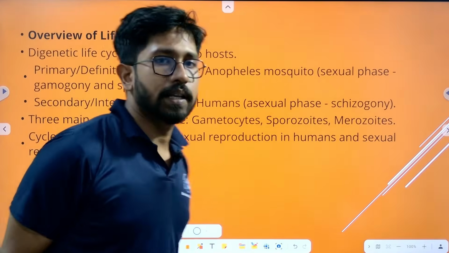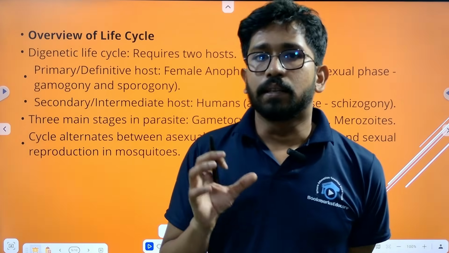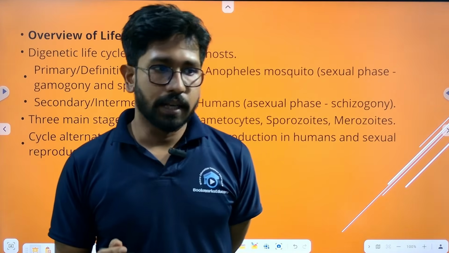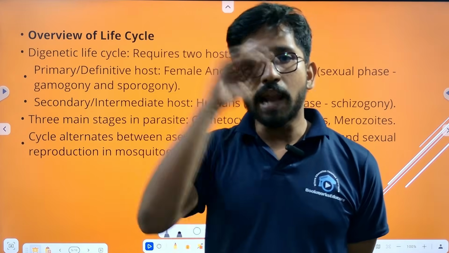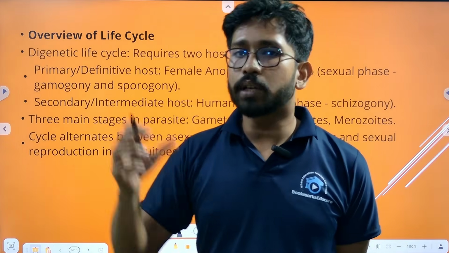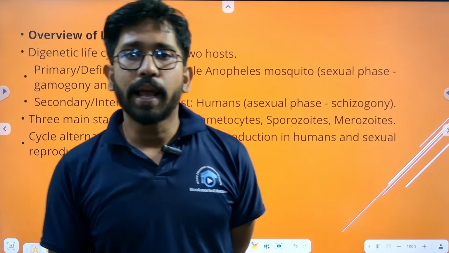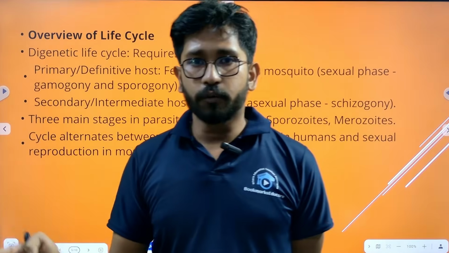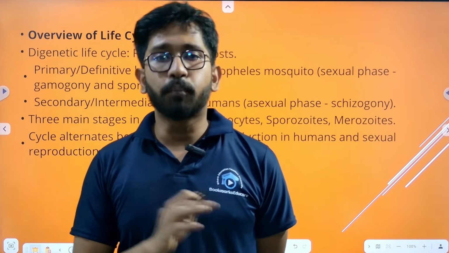So, an overview of the life cycle of malaria. See, Plasmodium is an obligatory parasite. That means they complete their whole life cycle, sexual and asexual, in some kind of host. They cannot survive without a host. Now, for Plasmodium, both human and Anopheles mosquito are hosts.